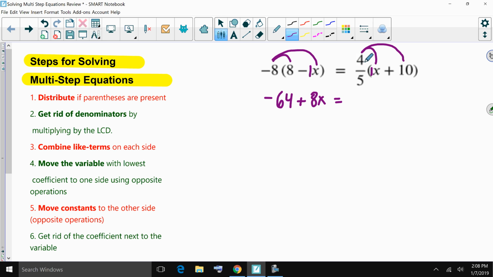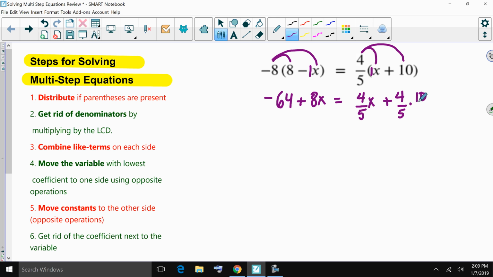Then I'm going to multiply 4/5 times 1. Any number times 1 is the number itself. So it's going to be 4/5. Don't forget the x is still there. And then I'm going to multiply 4/5 times 10. I'm just going to write it and then I'm going to do my multiplication in just a minute.